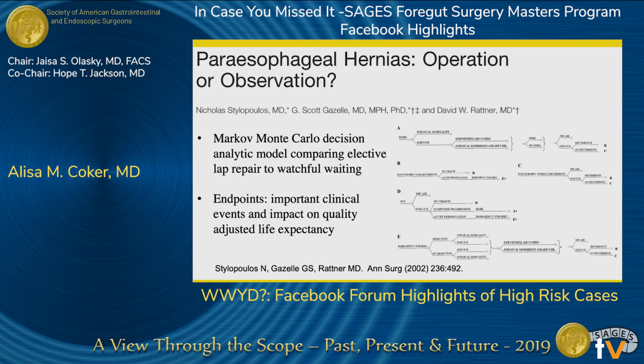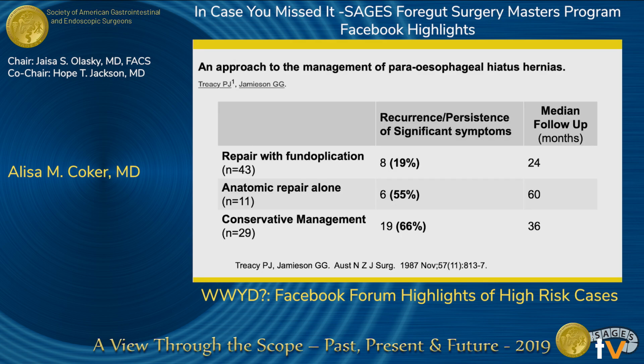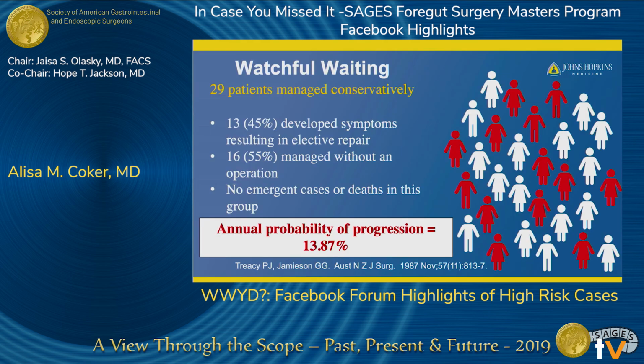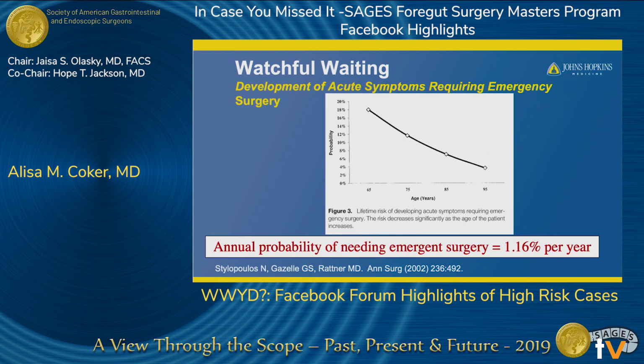This study was utilized for input variables for the watchful waiting group. It is a case series of 71 patients with a follow-up survey. The majority of patients were repaired with fundoplication, but there were 29 patients they managed conservatively. Of these patients, 45% developed severe symptoms, ultimately requiring elective surgery. Thus, the annual probability of progression is 13.87%. The probability of needing emergent surgery was estimated from a pooled analysis of 5 studies.